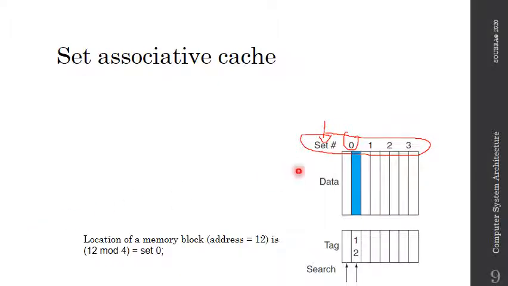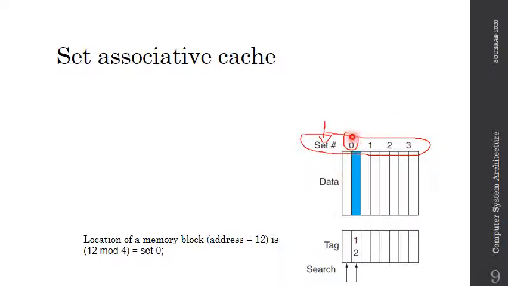So here we have sets. We have an 8 block cache, for example. However, it's divided into 4 sets. So each block could be in one of those sets now. Let's imagine that block number 0 of main memory should always be in set number 0. However, within that set that is made out of 2 blocks, it could be anywhere in those 2 blocks.